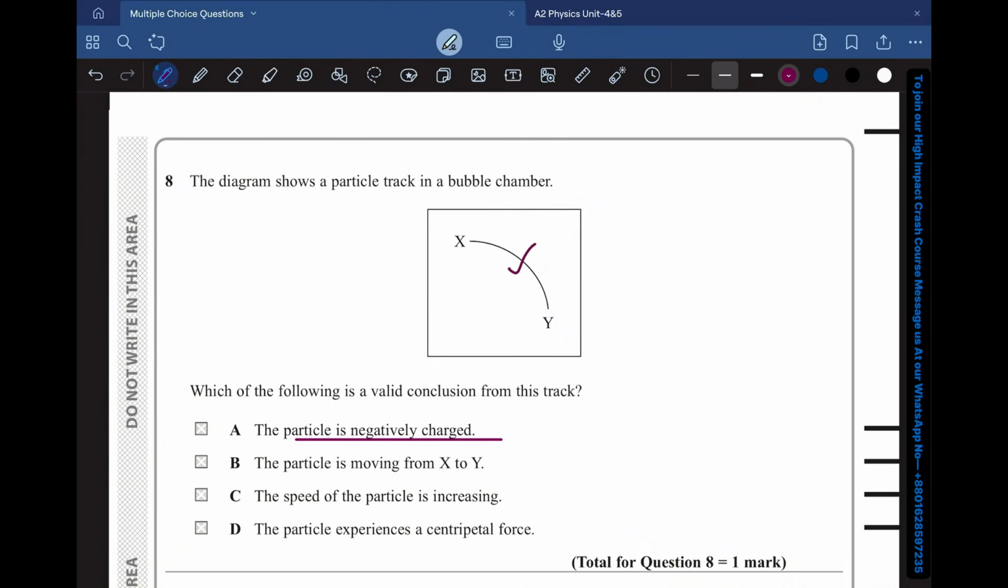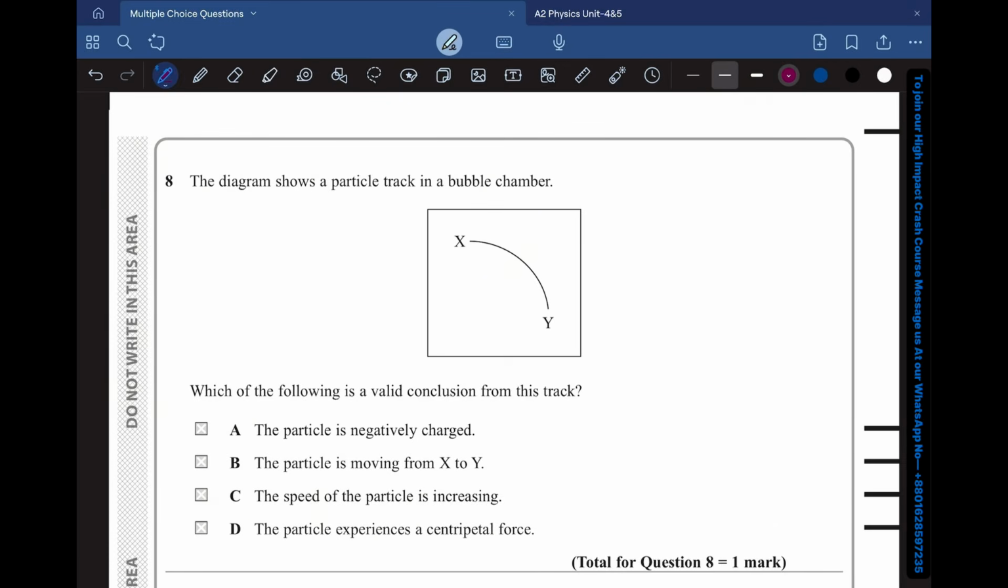Let's say this was the positive side and this was the negative side. A particle moving in this direction would mean that yes, this is a negatively charged particle. Why? Because the negatively charged particle is moving towards the positive side of the bubble chamber, because negative attracts positive and positive repels positive. This is the way we can assign whether it is negatively or positively charged. But here, as they didn't give us the positive and negative sides of the bubble chamber, we cannot assign it.